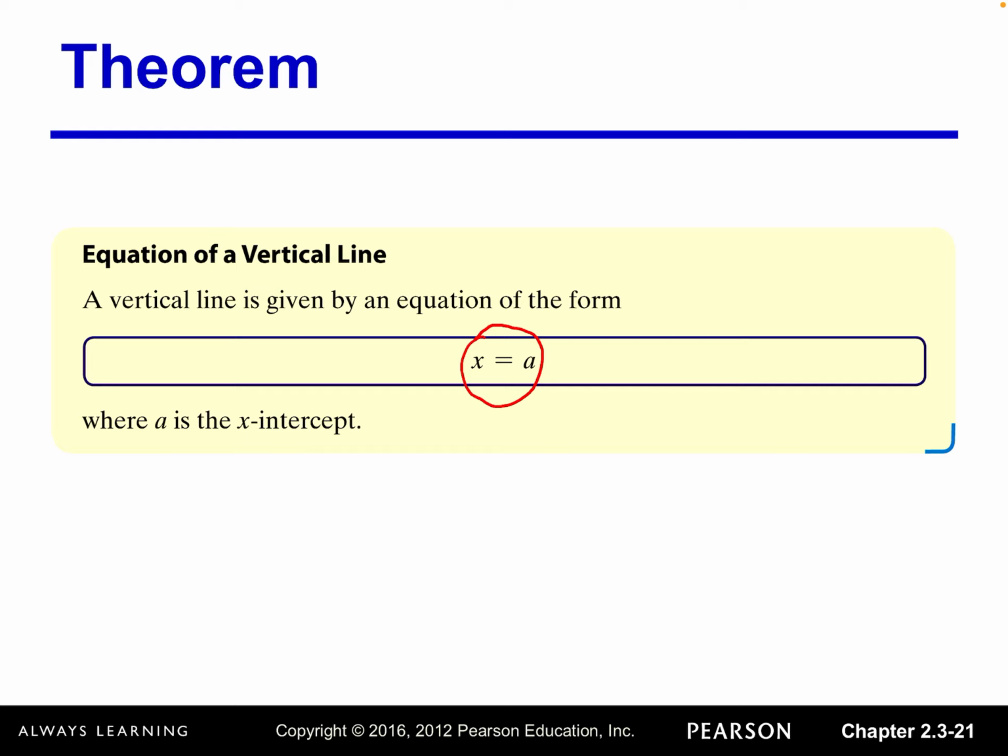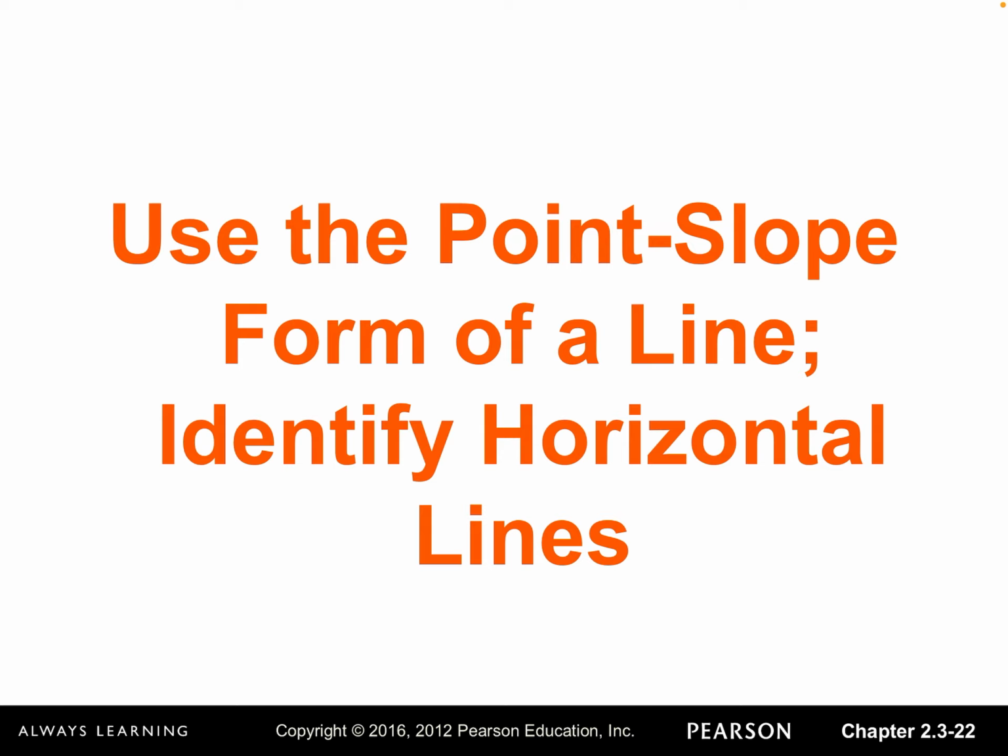Okay, next time, if asked to write a vertical line equation, if you can identify the x-intercept, you can write the line equation x equals a. And then if you see an equation like that, x equals a constant, you should know right away this equation represents a vertical line.